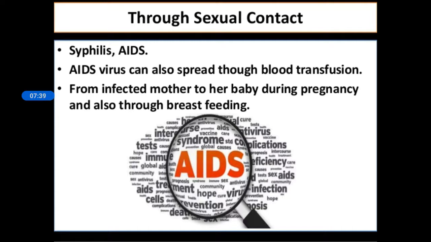So what are the various means by which the AIDS virus can spread? One is sexual contact with an infected person, then infected mother to the baby during pregnancy and also during breastfeeding, then transfer of blood from an infected person to a healthy person, and sharing syringes, blades, etc. Okay, so this is all about today's topic, the infectious agents and means of spread of diseases.